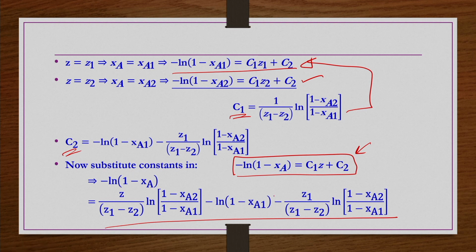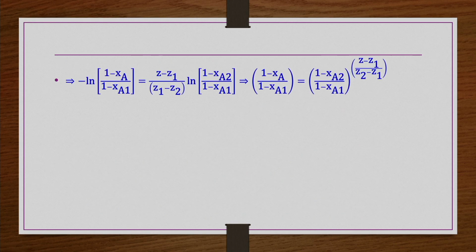For simplicity, we take this term to the left-hand side and combine the two ln terms on the right-hand side. So, we have minus ln of 1 minus XA by 1 minus XA1 is equal to Z minus Z1 divided by Z1 minus Z2 times ln of 1 minus XA2 by 1 minus XA1. The same thing we can write like this equation. So, this is the concentration profile that we were supposed to obtain between locations Z1 and Z2.